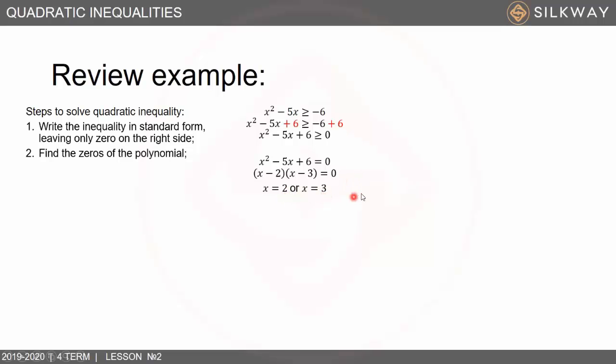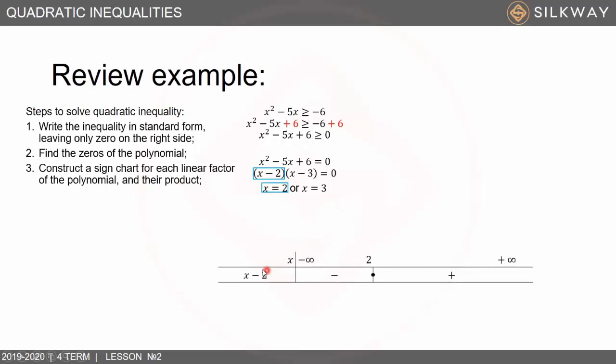are 2 and 3. Okay, then we must construct the sign chart for each linear factor of the polynomial and their product. Okay, right here, the zero of this linear factor, and then to put the signs, we just put here instead of x a number that's greater than 2. For example, if we put 4 here, 4 minus 2 will be 2, and 2 is a positive number. From that we write here plus.